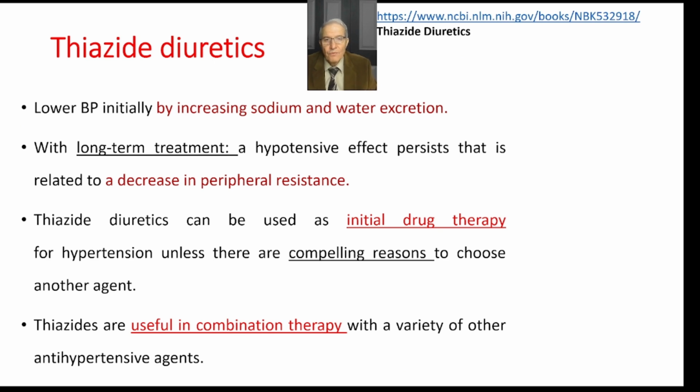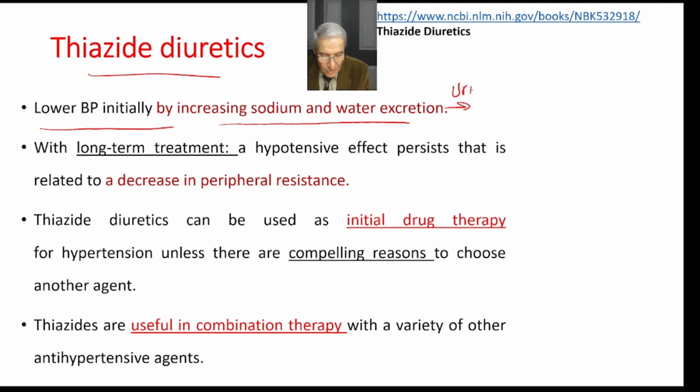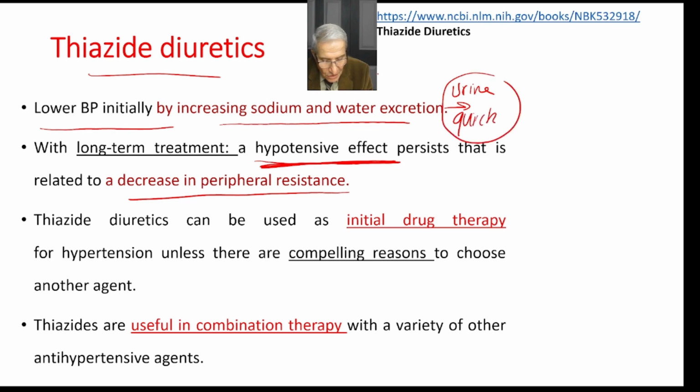Okay, so speaking about the first group of medication, thiazide, for example: thiazide lowers blood pressure by increasing sodium and water excretion. We know that it increases sodium and water excretion in urine. Number 1, they found with a long-term treatment, the hypotensive effect is related to the decreased peripheral resistance. So the quick effect here will be increased excretion of sodium and water, but with the long-term treatment, they found this medication causes decreased peripheral resistance. So we have 2 main mechanisms.